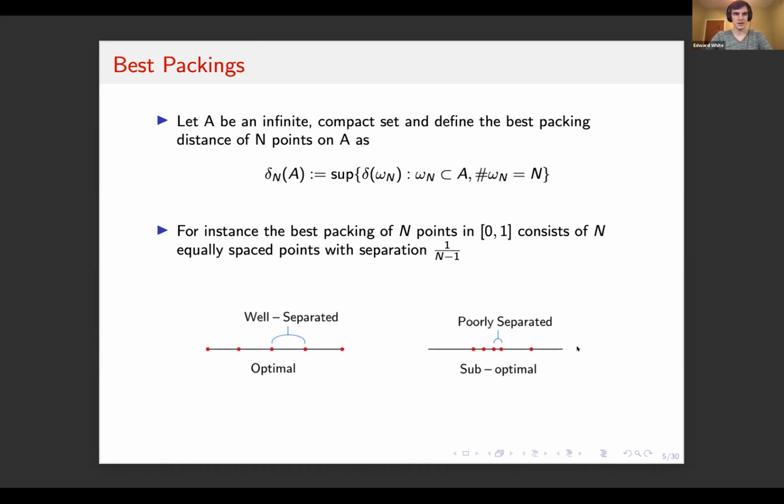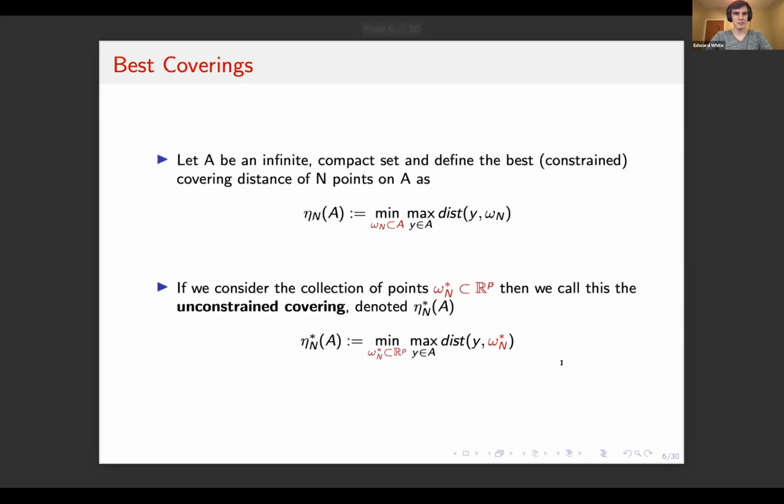Okay, and then we'll contrast this with our covering example. For our best covering, we again take an infinite compact set and define the best constrained covering distance of n points as follows: you look at points y in your set A, and you look at the distance from y to each of your points in your configuration, and define this distance to be the distance between y and its nearest point of the configuration. Then you want to find the furthest point away from all points of your configuration. And then we want to minimize that distance of the furthest point from your configuration by changing configurations contained in the set A. I've highlighted this argument here because this is what makes it a constrained covering, where we restrict the configuration of covering points to be contained inside of the set A.